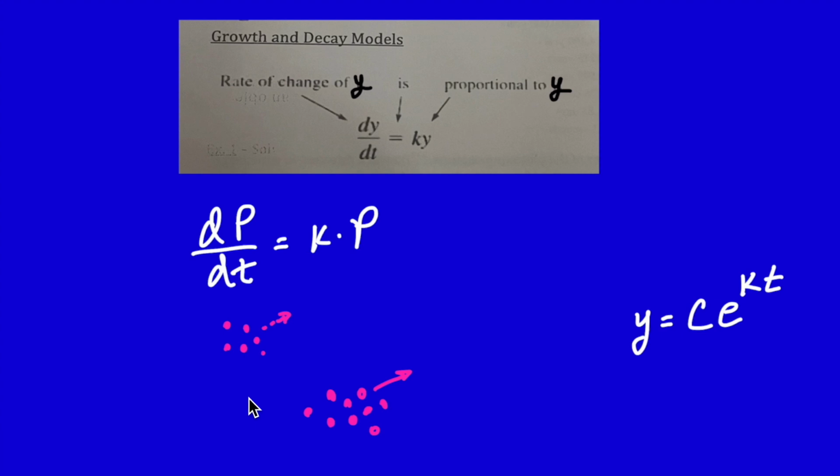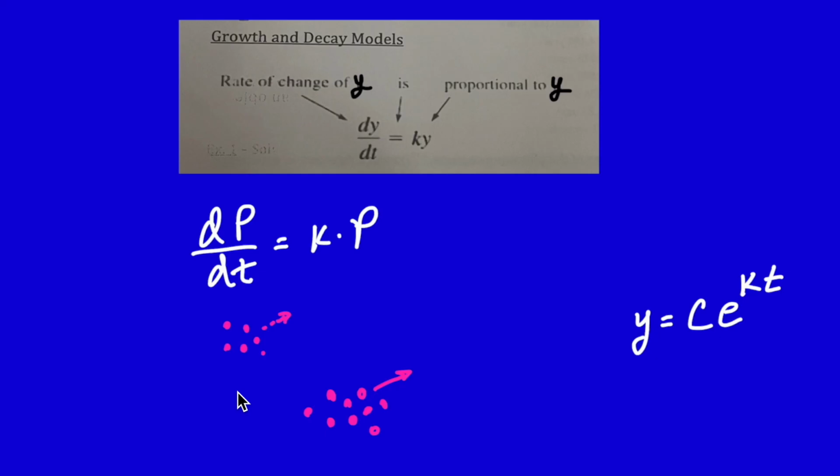The other way you'll see this is, say, in a pandemic, where the rate of change of people getting the disease varies proportionally with the number that already have it. If more people have the flu, then the rate at which the flu increases in a given population is going to increase.